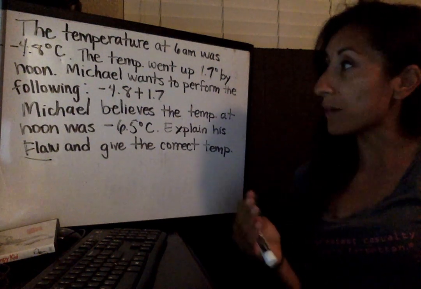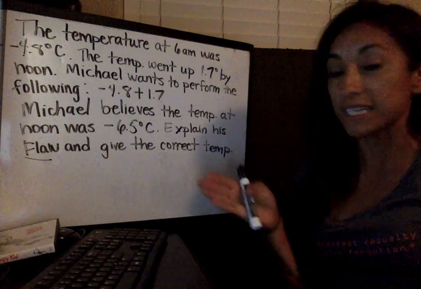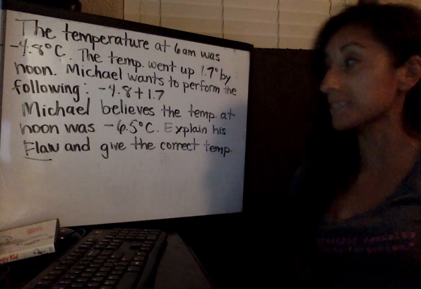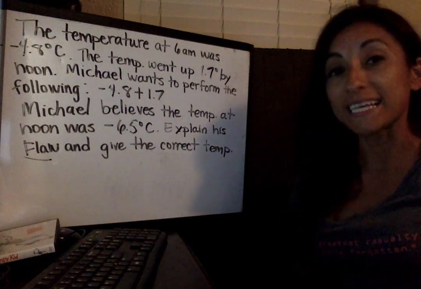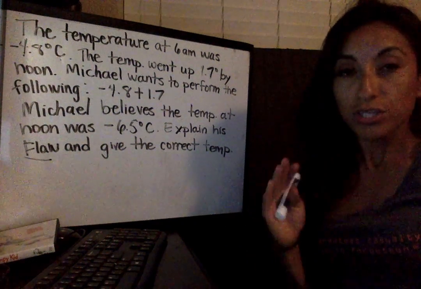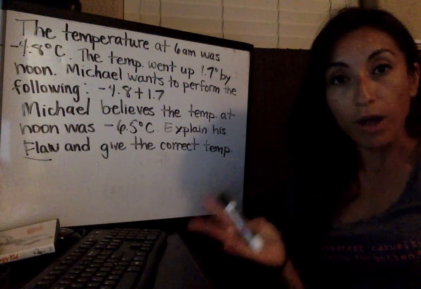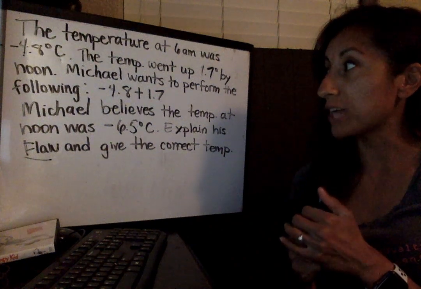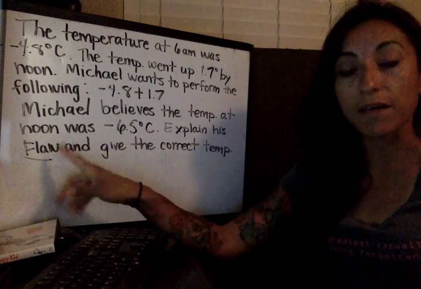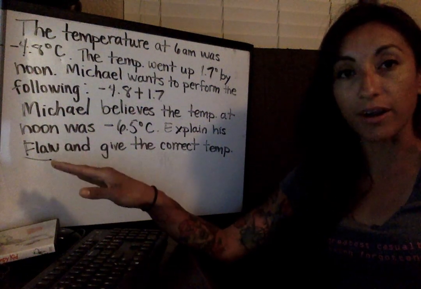But when he does the operation, he believes the correct temperature at noon is negative 6.5 degrees Celsius. Now your job is to explain his flaw and then give the correct temperature. So this is a two-part problem, and you're going to have to first figure out where his mistake was, because that's what flaw means. Flaw means mistake or error.